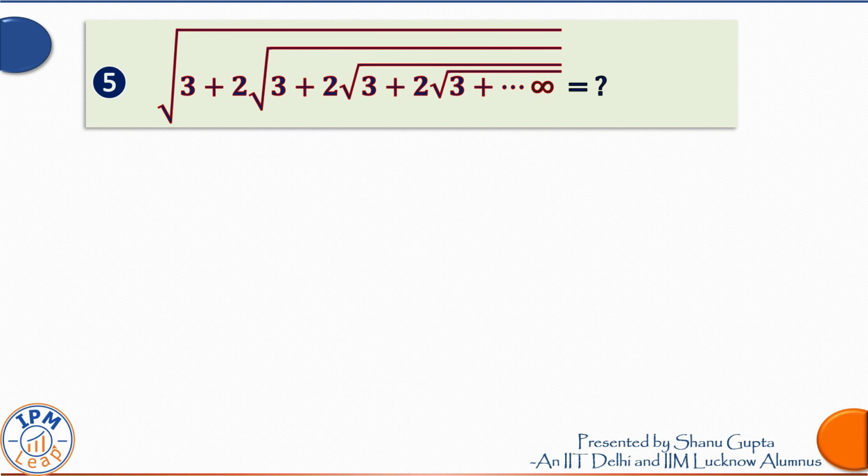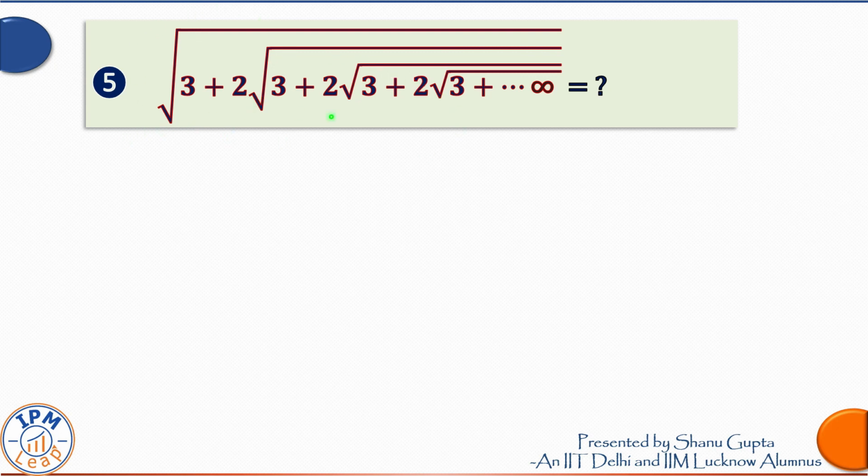Moving on, our next question is square root of 3 plus 2 times square root of 3 plus 2 times square root of 3 plus 2 times square root of 3 plus so on up till infinity. Looks slightly more complicated, but actually it is the same. There is the number 3 and there is the number 2. But notice the pattern. It's a recurring pattern. Square root of 3 plus 2 times and this whole expression repeats.